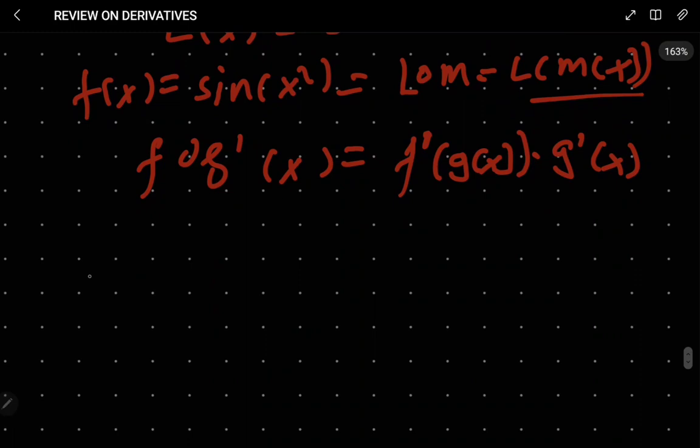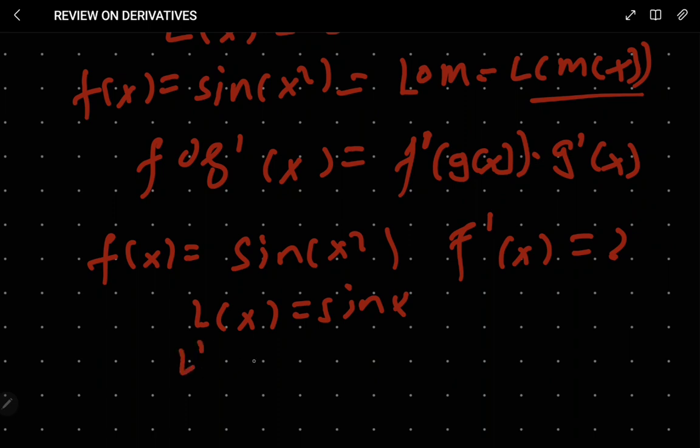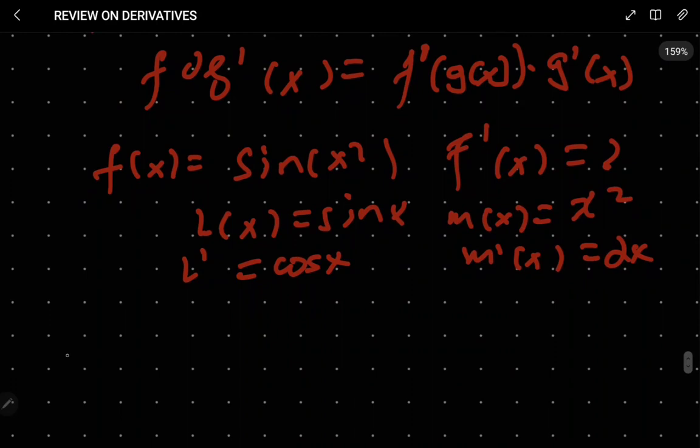Now find this one. If f of x is sine x squared, what is f derivative of x equal to? You have L of x is sine x. What is the derivative of L? L derivative is cos x, the derivative of sine x is cos x. What is m of x? The inner one is x squared. What is m derivative of x? It is 2x.